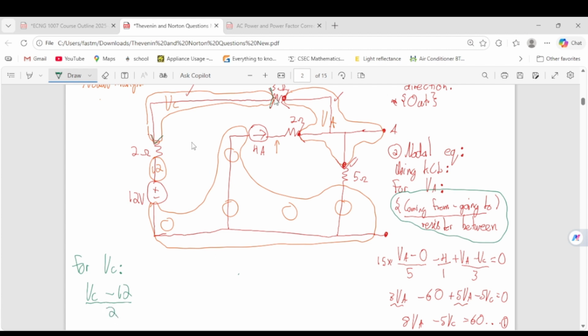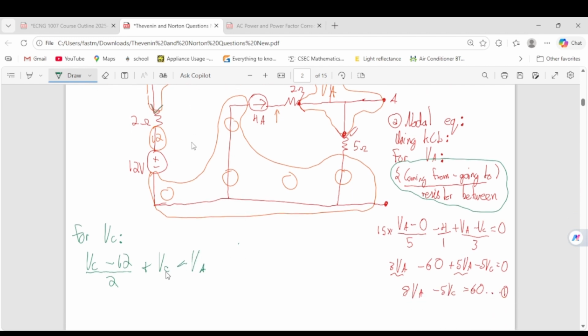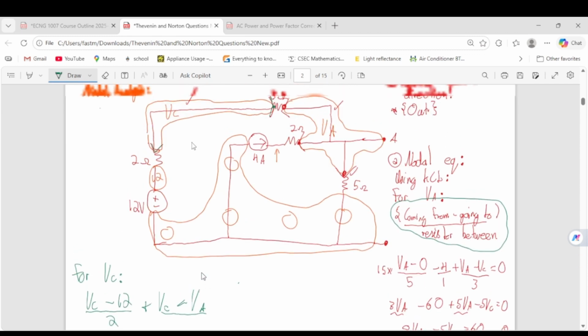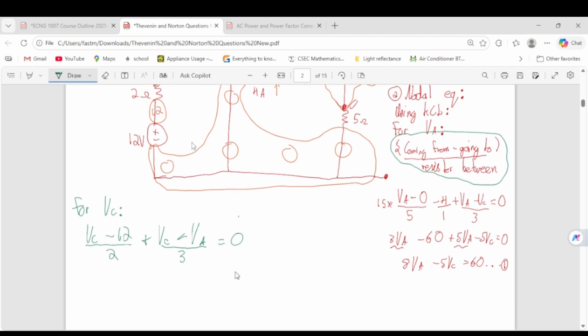Then you have this endpoint here. So same thing, it's where you're coming from, minus where you're going to, which is VA. And you divide it by the resistor in between it, which is 3 ohms. And you make it equal to 0. And same concept, you have to simplify it one time. So to simplify this, we just multiply both by 6.